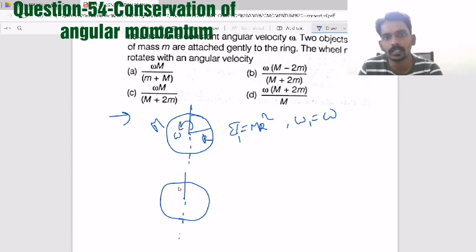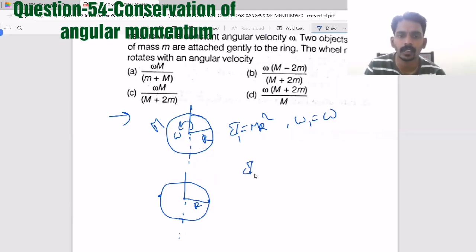Actually, here one thing they should specify in the question: they attached the masses at the edges somewhere. Otherwise you cannot calculate it properly, so that the distances will become r. Because if we don't know where they are attached, how can we find their moment of inertia?